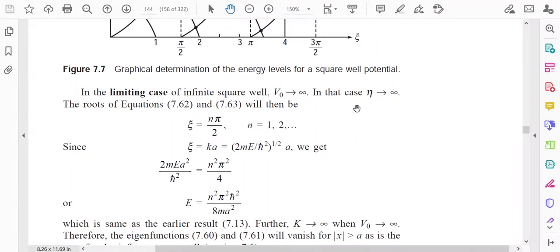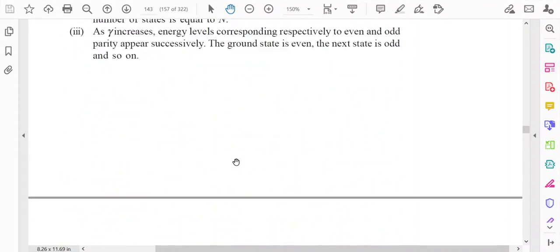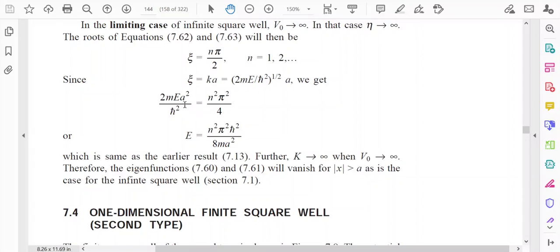And so what will happen if eta tends to infinity? Then in equations 7.62 and 7.63, the right hand side is infinity, and this is only possible for zeta equal to n pi by 2. If zeta is equal to n pi by 2, then the right hand side of those equations becomes infinite. For n equal to 1, 2, and so on, we will obtain different values of zeta, but zeta is equal to small k into A, and if we put the value of k, this becomes (2mE by h bar square) to the power half into A. So if we put the value of zeta here, we will obtain the value of the energy E.